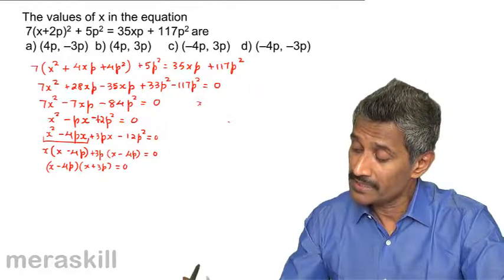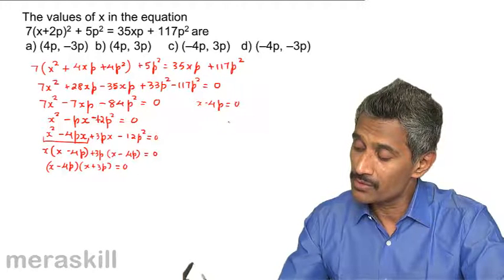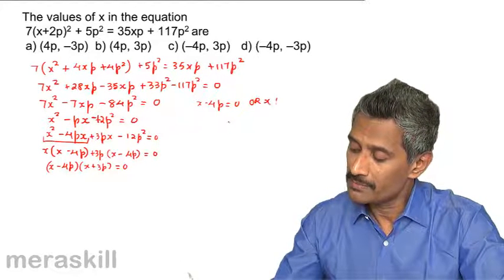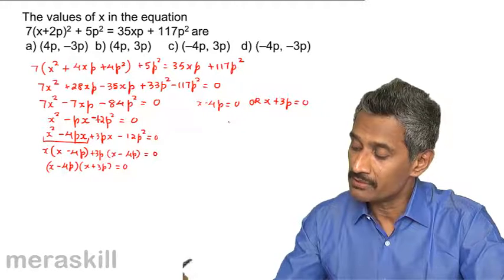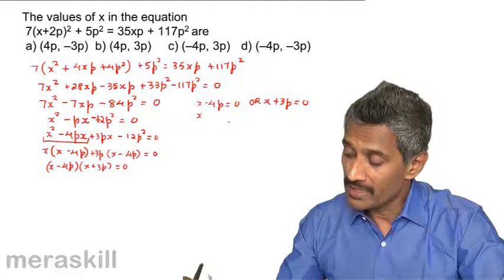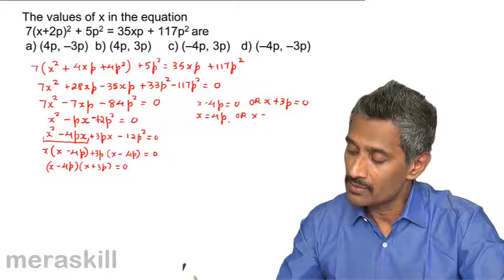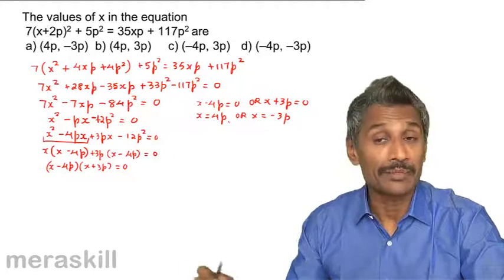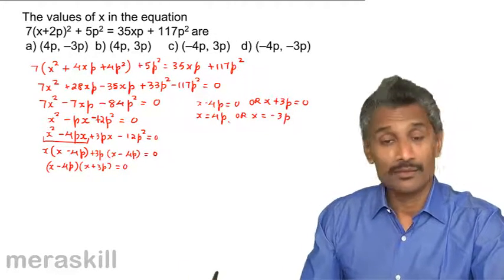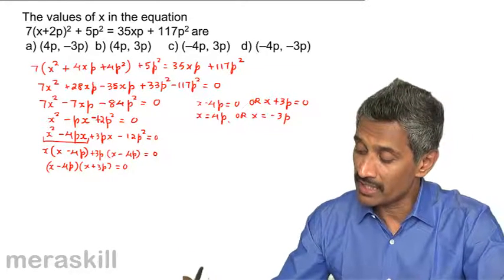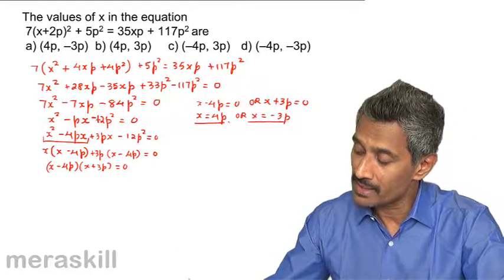So either x minus 4p is 0 or x plus 3p is 0, which means that x is equal to 4p or x is equal to minus 3p. Hence we solve it accordingly, and we get x as 4p or x as minus 3p.